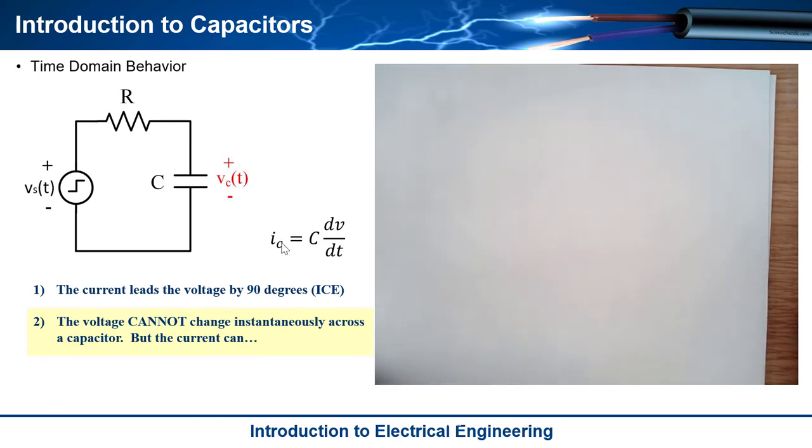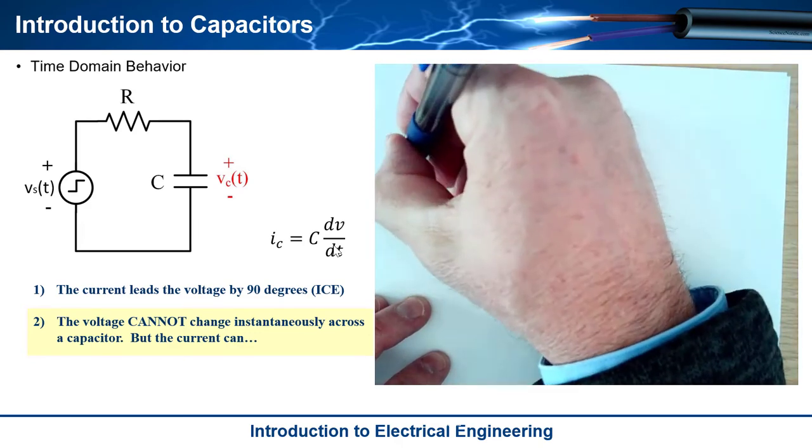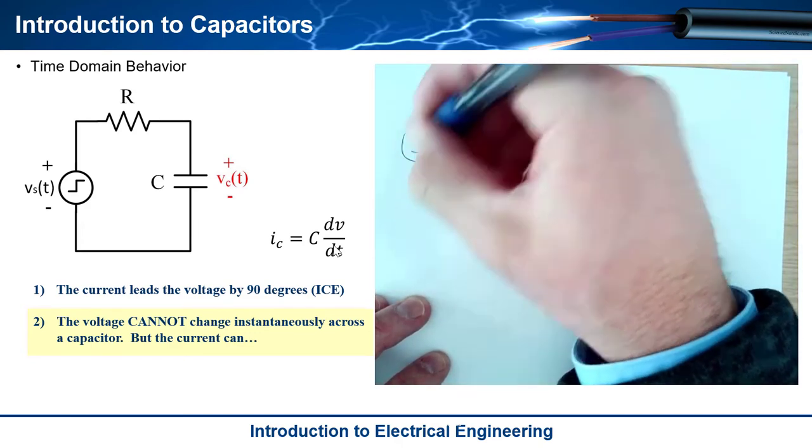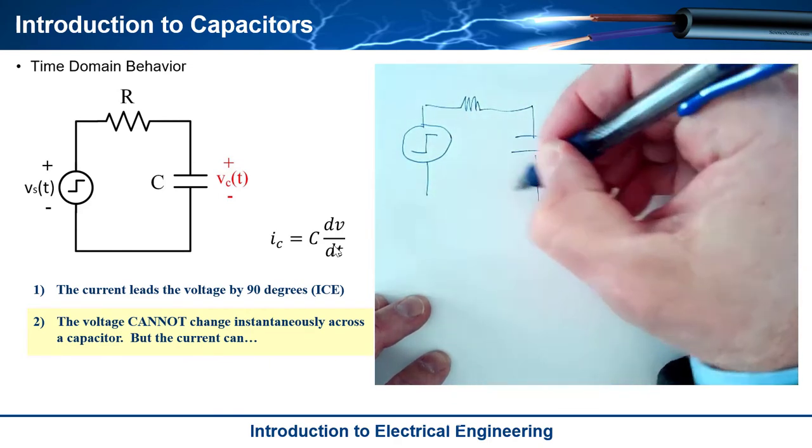The current, though, absolutely can change. In fact, it can change quite rapidly because it is proportional to the rate of change of the voltage with respect to time. Now, where you see this would be in a circuit like this. If I hit this with a step, as we call it, in a resistor capacitor circuit, okay?